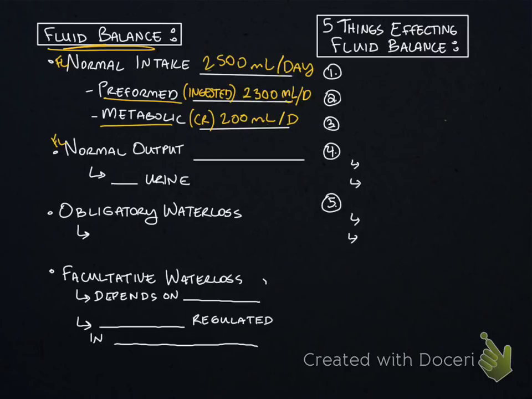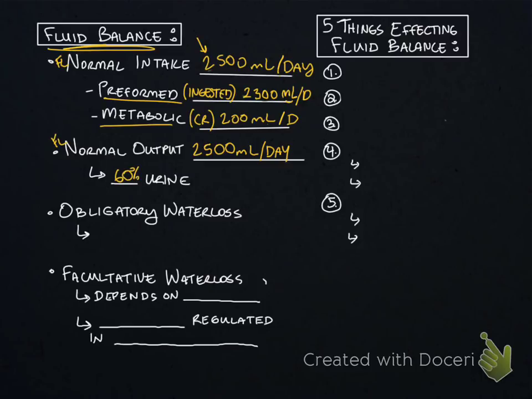Okay? So then what should be our normal output, or fluid output, if we are in fluid balance? It should be equal to the intake. So it should be this, if we are in fluid balance, right? How do we get rid of fluid? First thing that comes to mind is we pee it out, right? Urine, and that only takes care of about 60% of it.